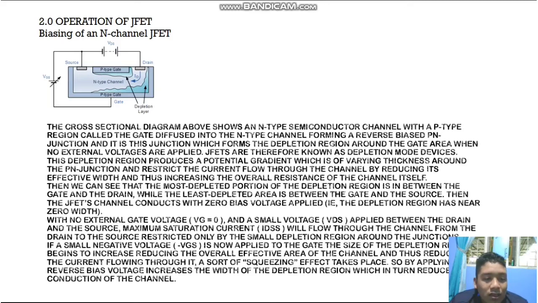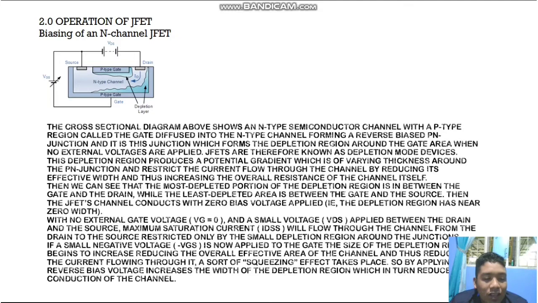This depletion region produces a potential gradient which is of varying thickness around the PN junction and restricts the current flow through the channel by reducing its effective width and thus increasing the overall resistance of the channel itself. Then we can see that the most depleted portion of the depletion region is in between the gate and the drain, while the least depleted area is between the gate and the source.